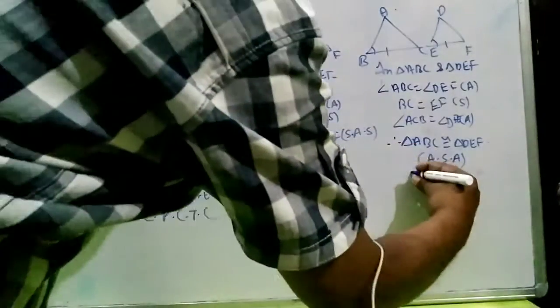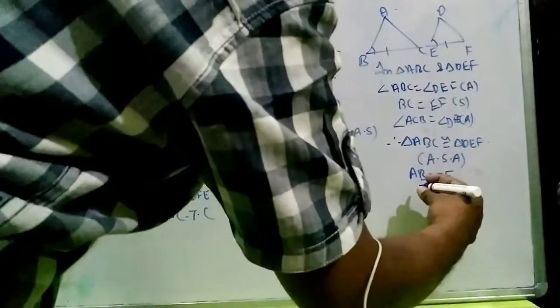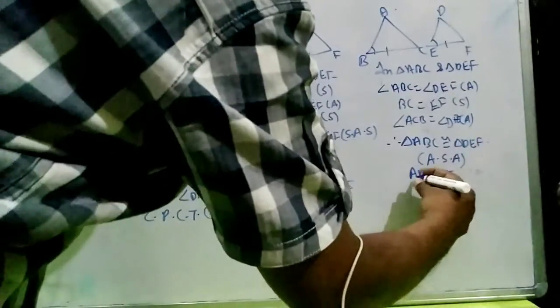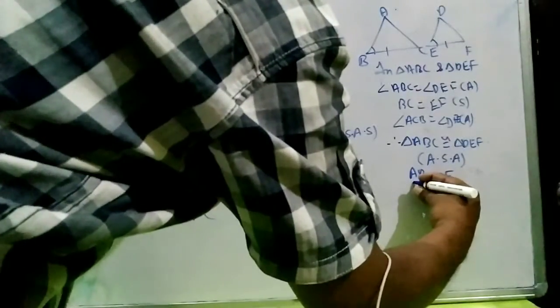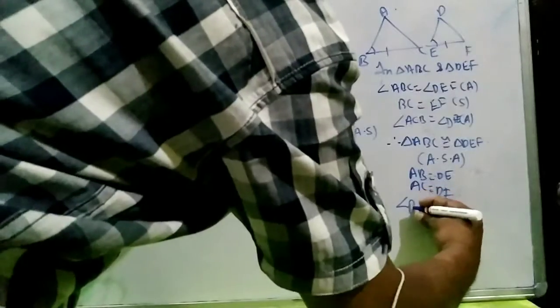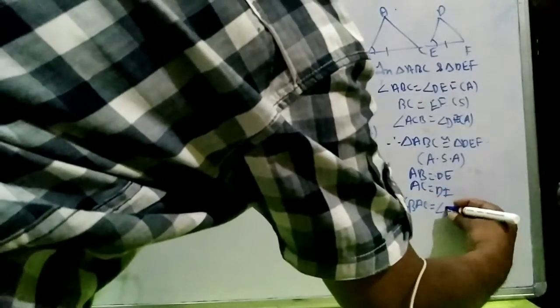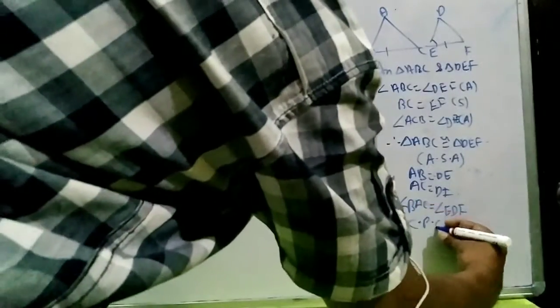It means that the remaining other two sides, AB is equal to DE. After we have proved by ASA that the two triangles are congruent, then we can easily say that the other two sides, AB is equal to DE, AC is equal to DF, and the angle BAC is equal to angle EDF. By which property? Again by CPCTC.